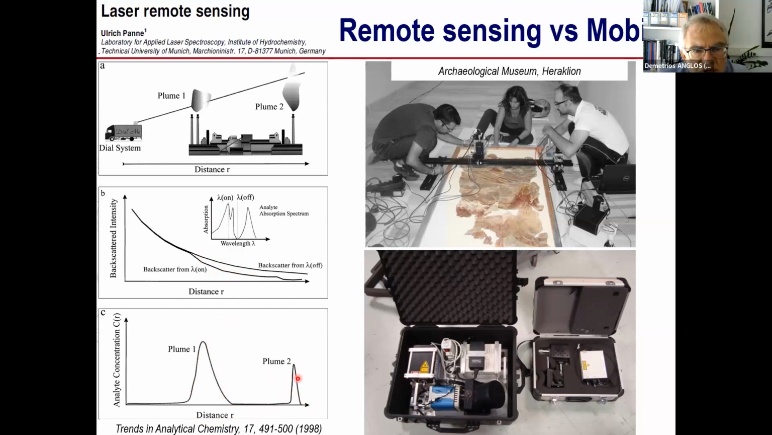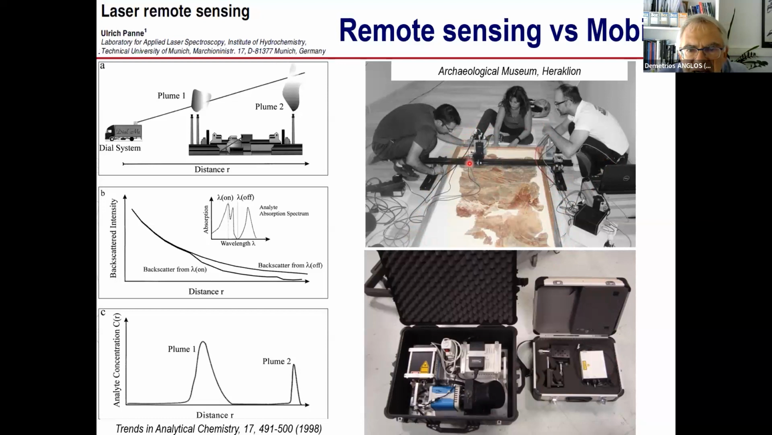Now, we'll see some more on the instrumentation in a minute for laser remote sensing. On the right-hand side of the slide, we see a mobile system. It's not in an industrial or environmental application, it's on a heritage application. This is something that we do in our lab, and I will show you some examples. But what you see here is a snapshot of a campaign we had some years back in the Archaeological Museum of Heraklion, looking at the pigments of that ancient wall painting.